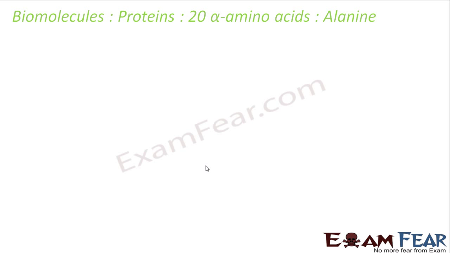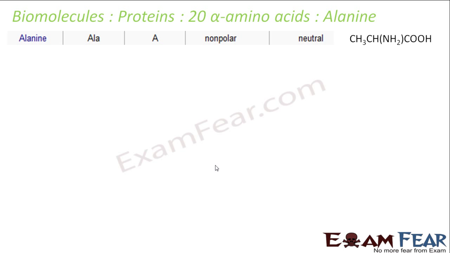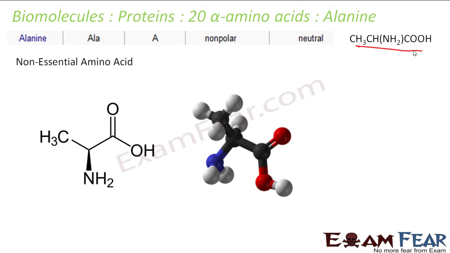Let's talk about each of these 20 amino acids. The first amino acid I'll be discussing is alanine. Ala is the 3-letter code and A is the 1-letter code. This is non-polar and neutral, and this is the structure and the formula of alanine. This is non-essential. Our body can produce this.